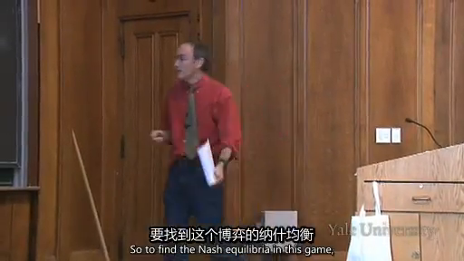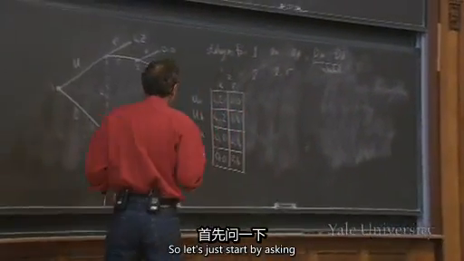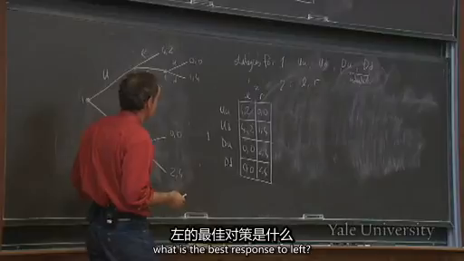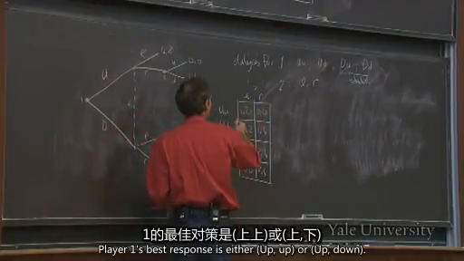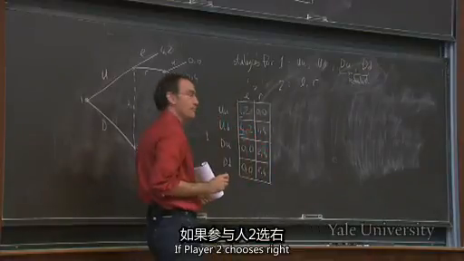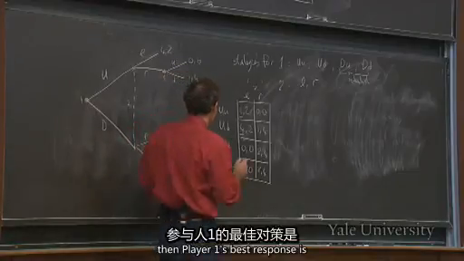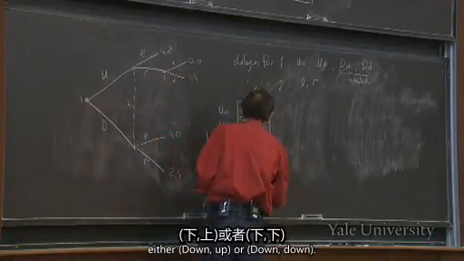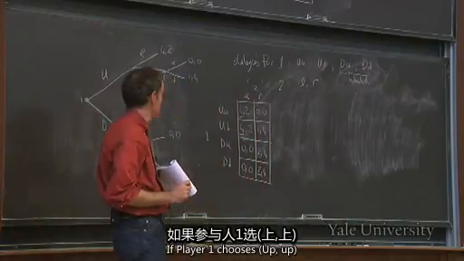All right, so to find the Nash equilibria in this game, we're going to find best responses. Let's start by asking, what is the best response to left? If player 2 chooses left, player 1's best response is either up, up, or up, down. If player 2 chooses right, then player 1's best response is either down, up, or down, down. All right, everyone okay so far?